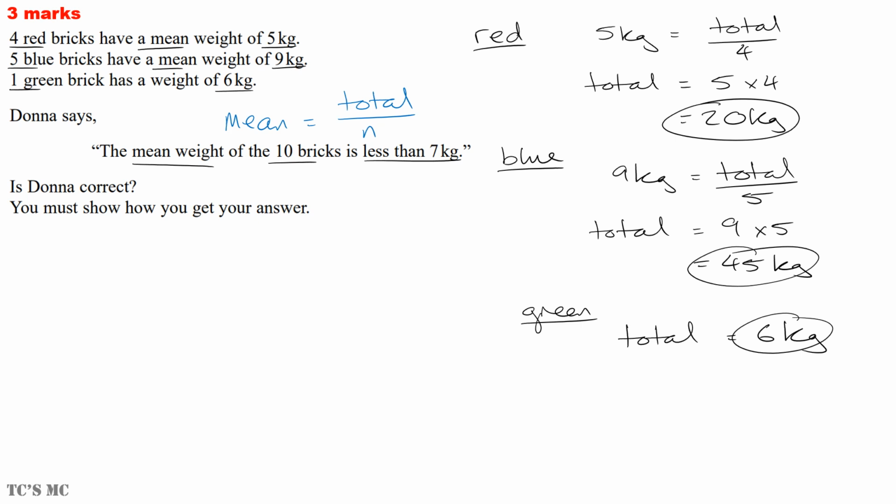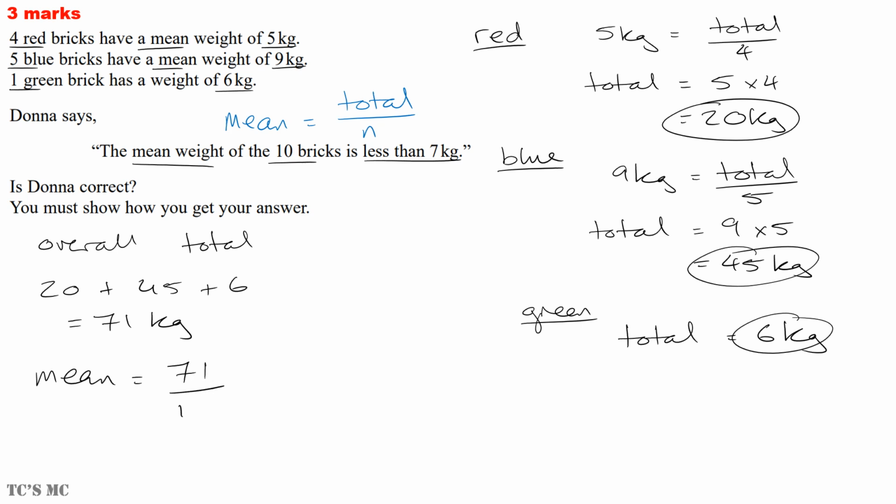For the mean of all 10 bricks, we need the overall total. So we will do 20, add 45, add 6. 65 add 6 is 71. So we have 71 kilograms. That's the overall total. The mean then would be 71 divided by 10, and that is 7.1 kilograms. Now we have our second mark.